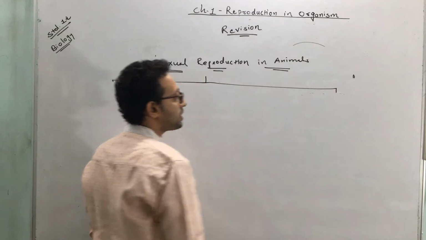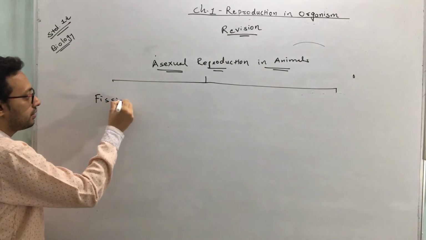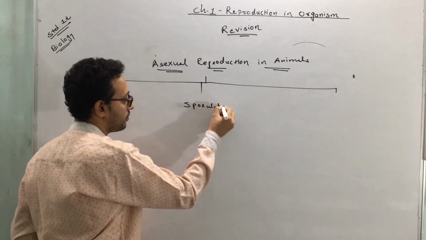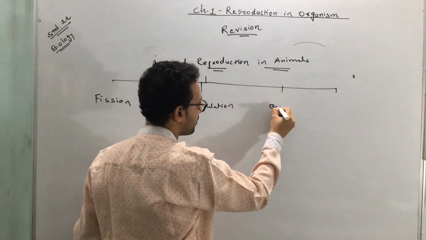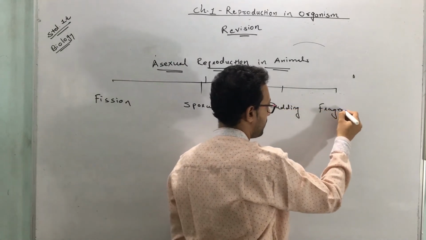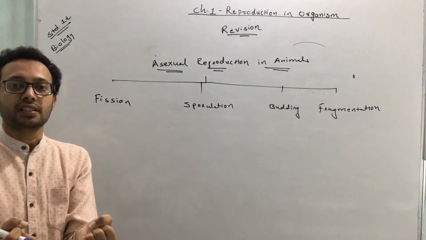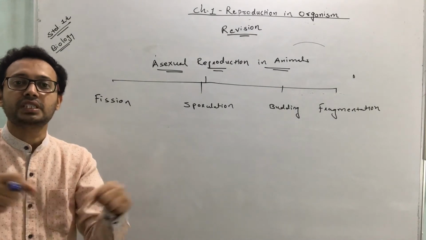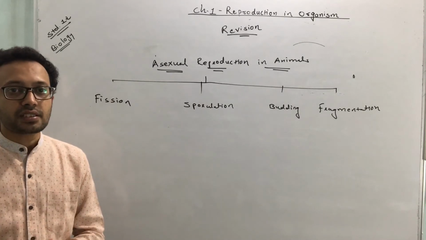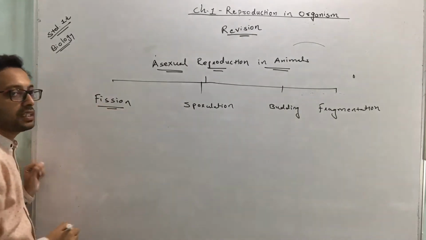The animals which reproduce asexually do so in four ways. First is fission, second is sporulation, third is budding, fourth is fragmentation. Fission means a breakdown of a cell. When the cell breaks down, from one cell, how many cells are produced? Two cells are produced. Here in fission, first the nucleus divides and then the cytoplasm divides. Ultimately, two cells are produced. This process is called fission.